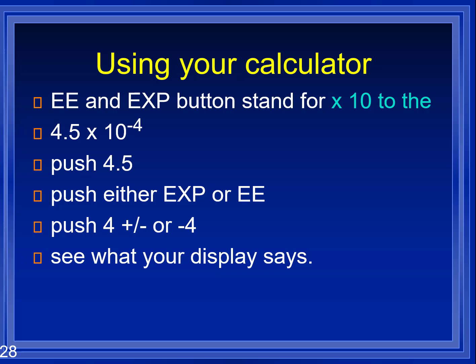For some of you, it'll leave it the way it was. For others, it will write 0.00045. Why would it write that? That's 4.5 times 10 to the -4th. Okay? Remember, all we're doing is trying to write a number differently so we can get it into our calculator easily.